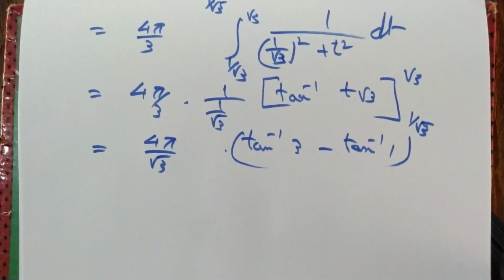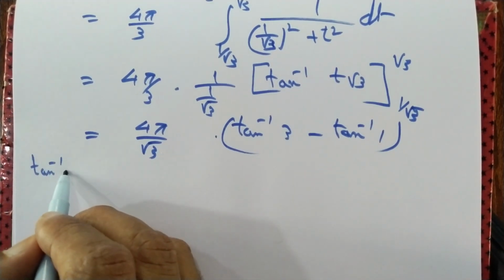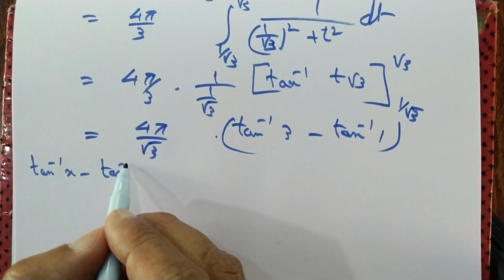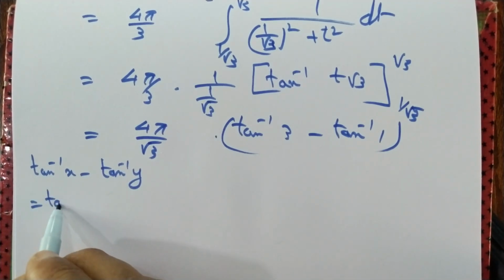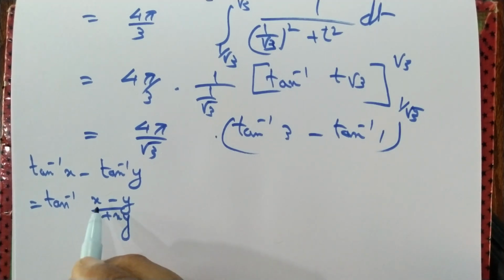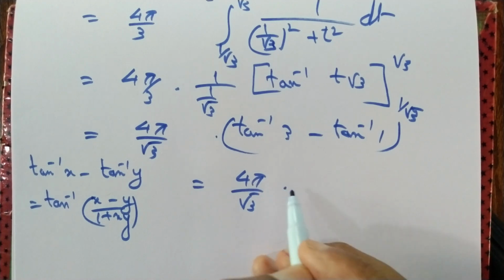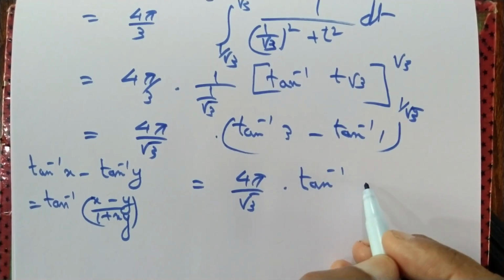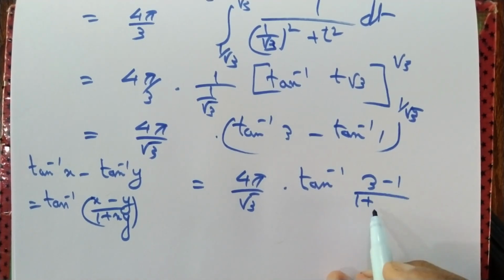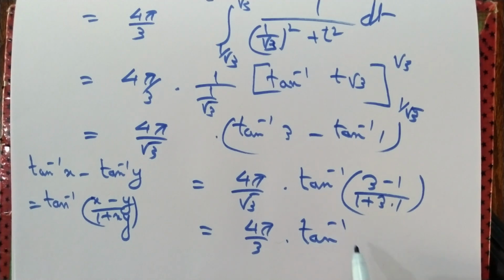The answer is no. Lastly, we know that tan inverse of x minus tan inverse of y equals tan inverse of (x minus y) by (1 plus xy). So we use this formula to say that it is 4 pi by root 3 times tan inverse of (3 minus 1) divided by (1 plus 3 times 1). That's equal to 4 pi by root 3 times tan inverse of half.